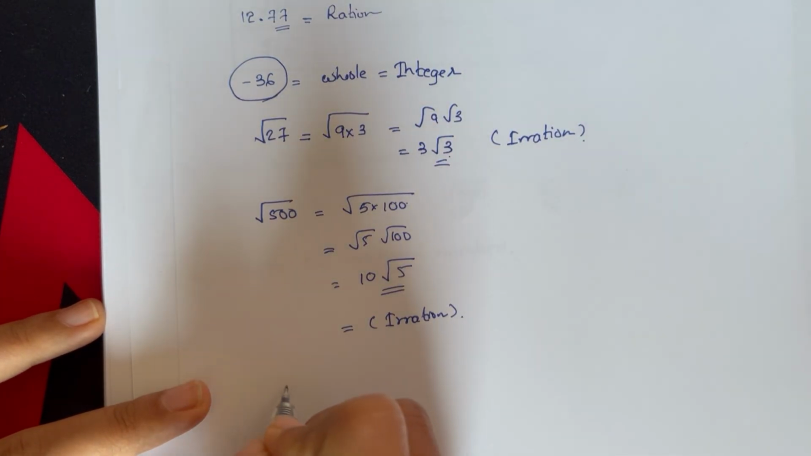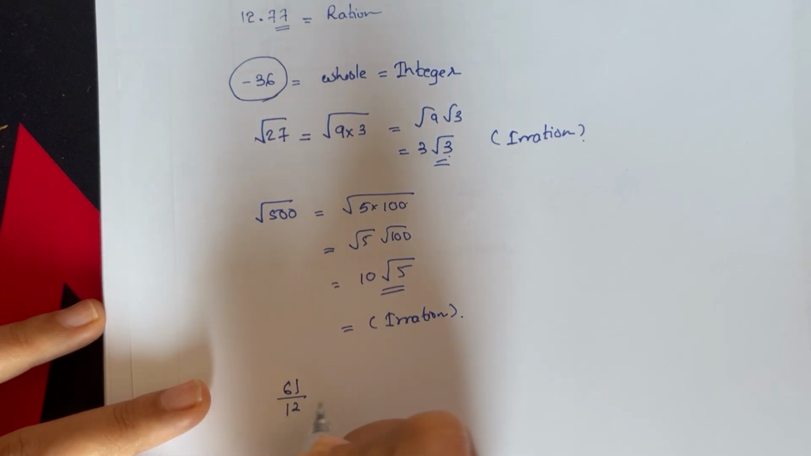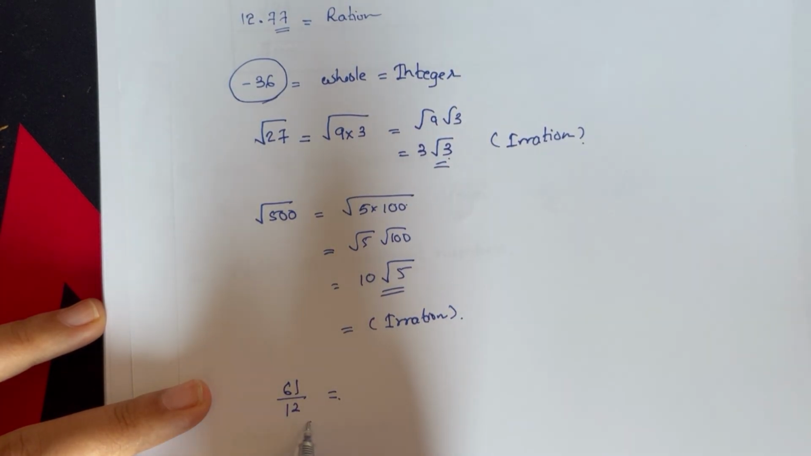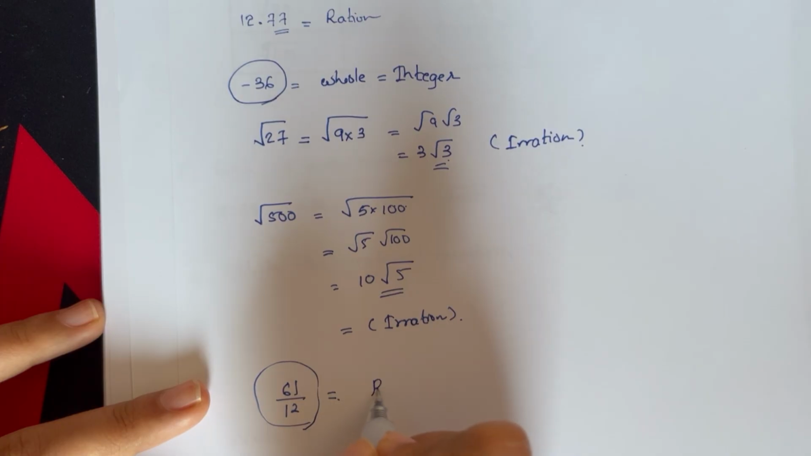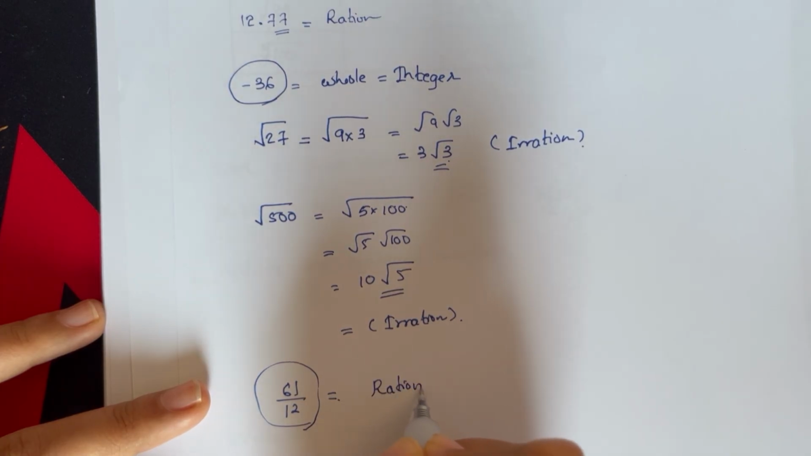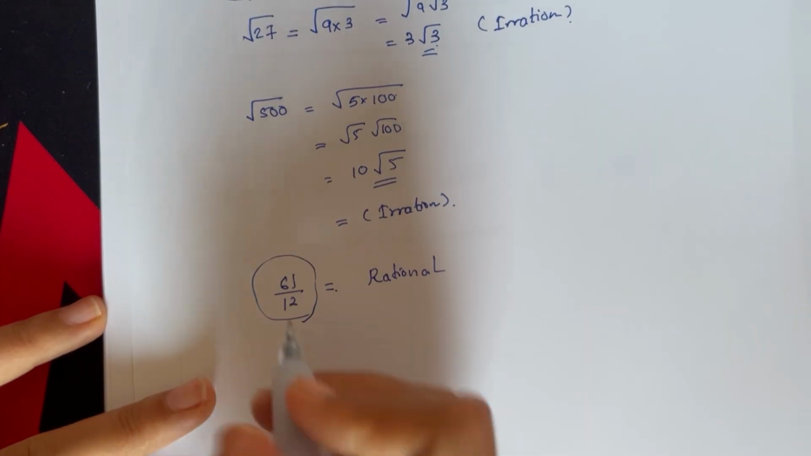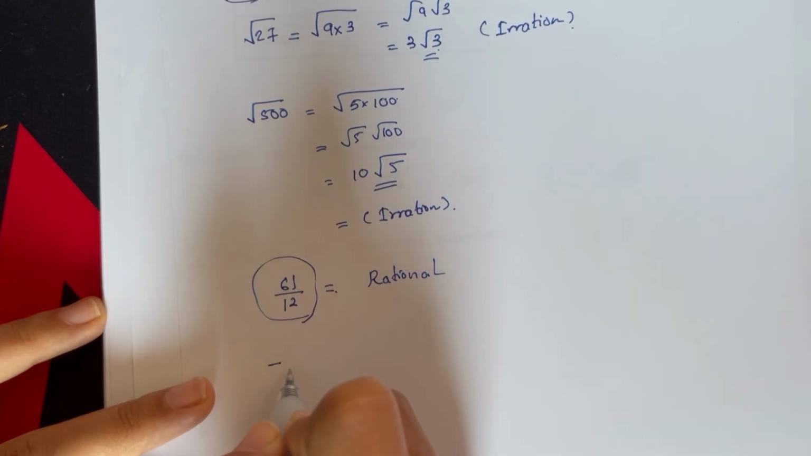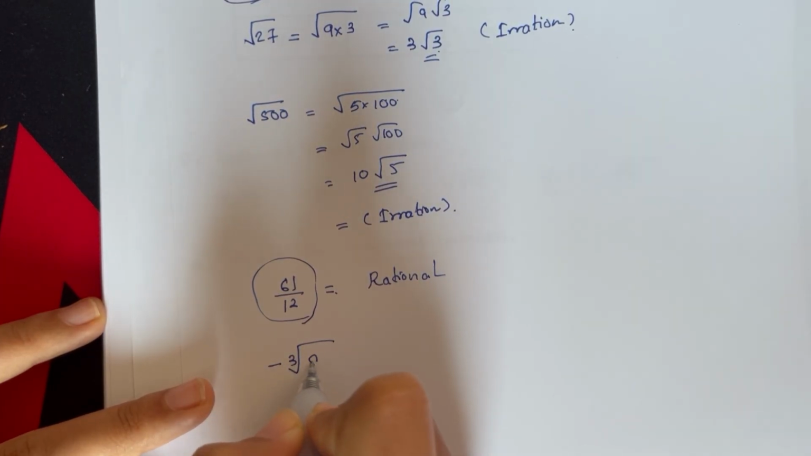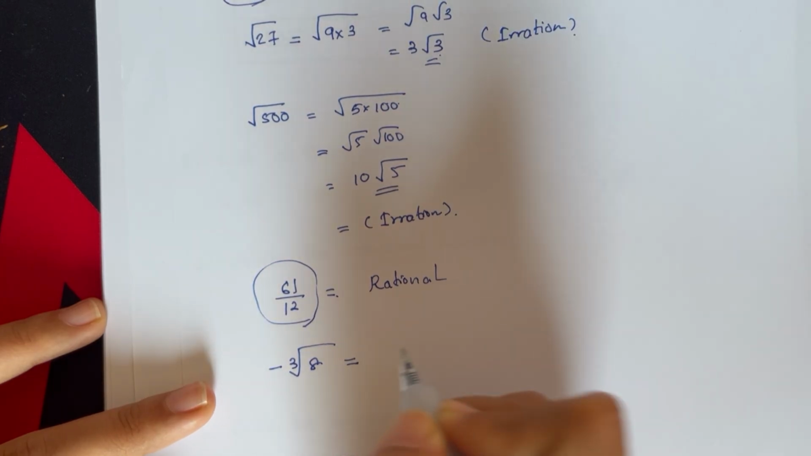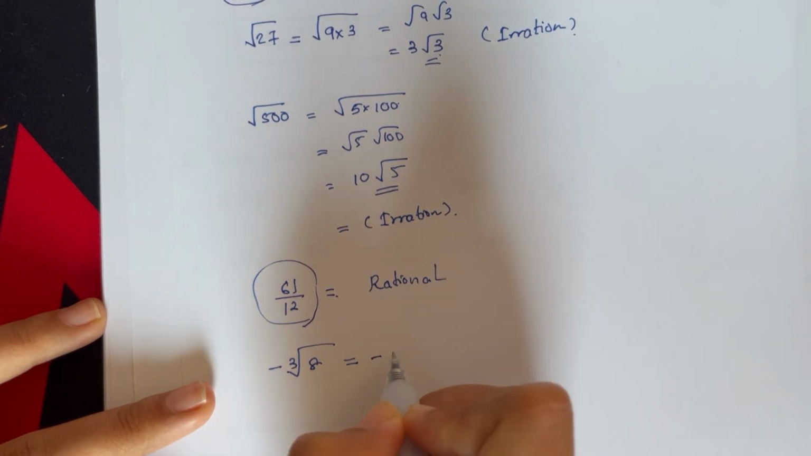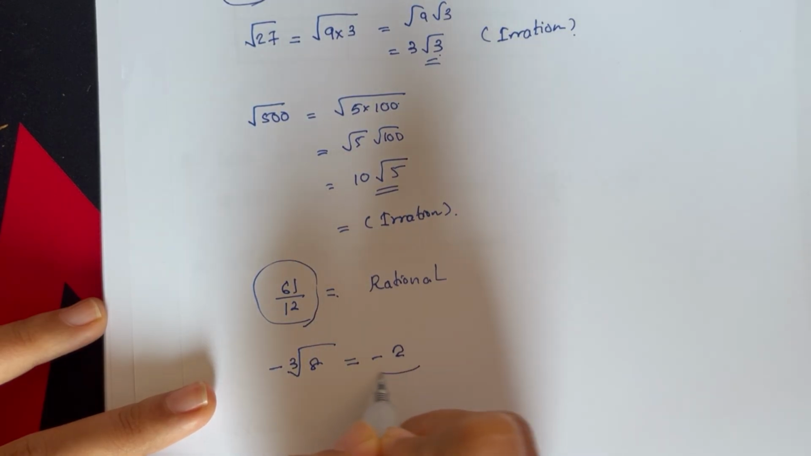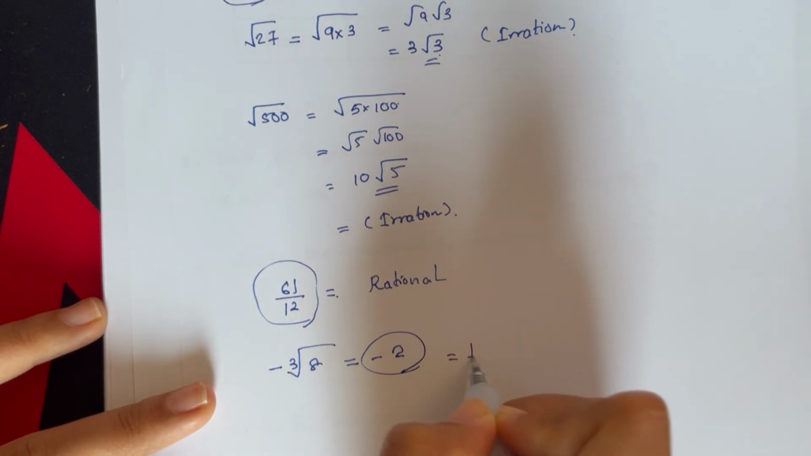And 61 by 12. 61 by 12 is a fraction, and it is a rational number. The last one, minus cube root of 8. So cube root of 8 means 2, so that's equal to minus 2. Minus 2 is a whole number, so this is an integer.